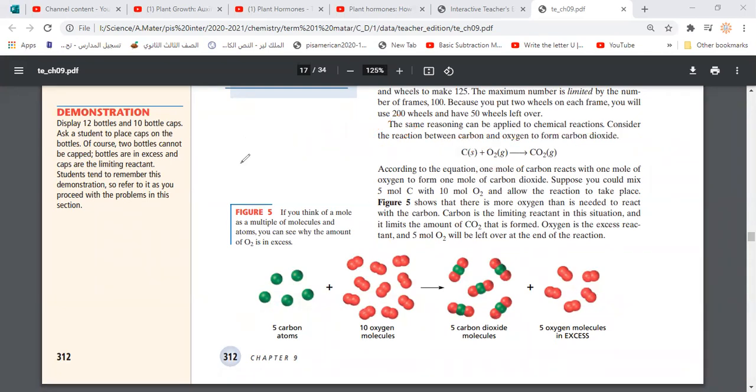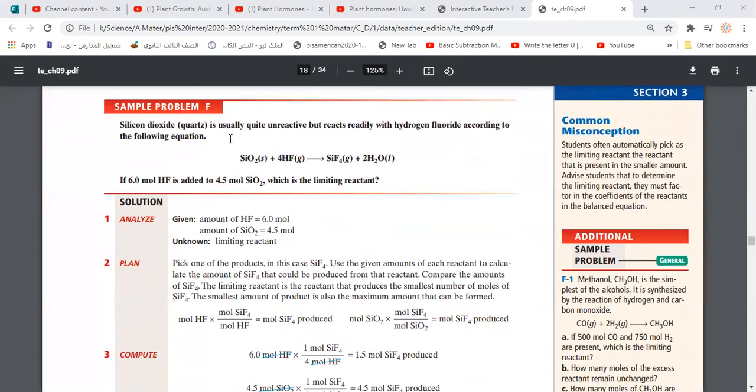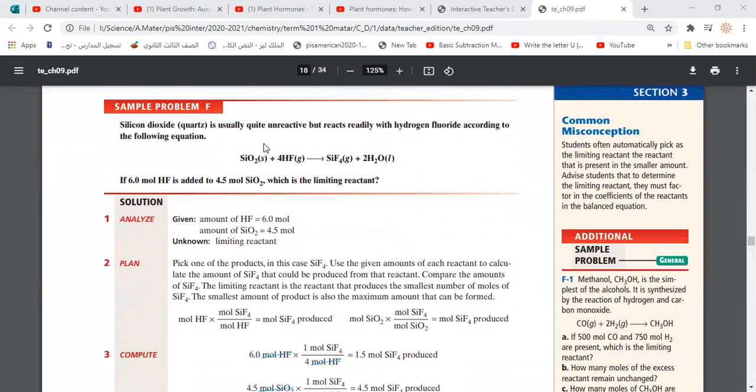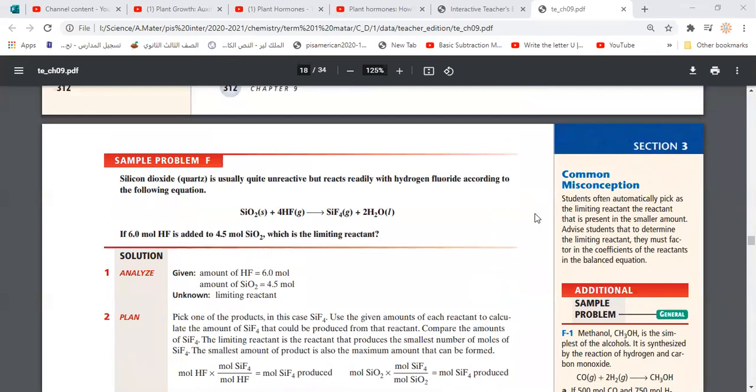So let's practice more, guys, on this idea. Here he asks: silicon dioxide, which is quartz, is usually quite unreactive, but reacts readily with hydrogen fluoride according to the following equation. Then he asks, if 6 moles of HF is added to 4.5 moles of SiO2, which is the limiting reactant? So who can tell me, guys?